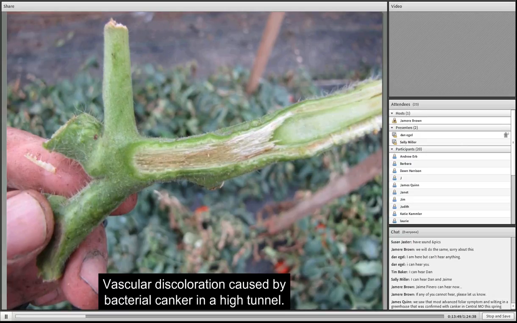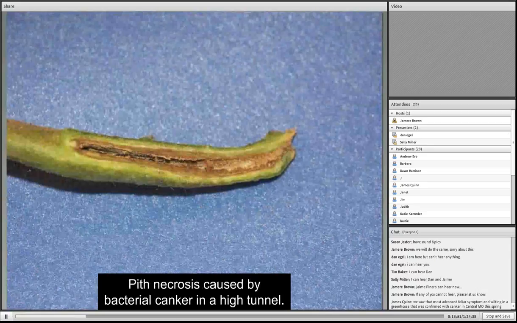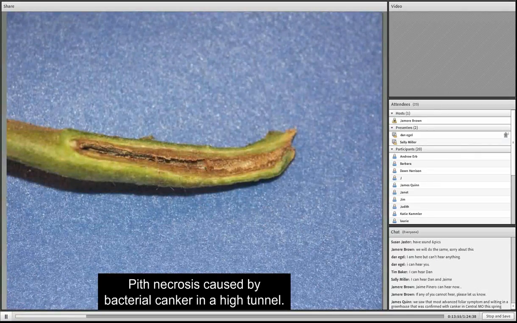This is a typical symptom, but this is more advanced. The entire pith of the plant is mealy and necrotic, and as you can imagine, the plant doesn't survive long after you get that advanced symptom in the stem of the tomato plant.